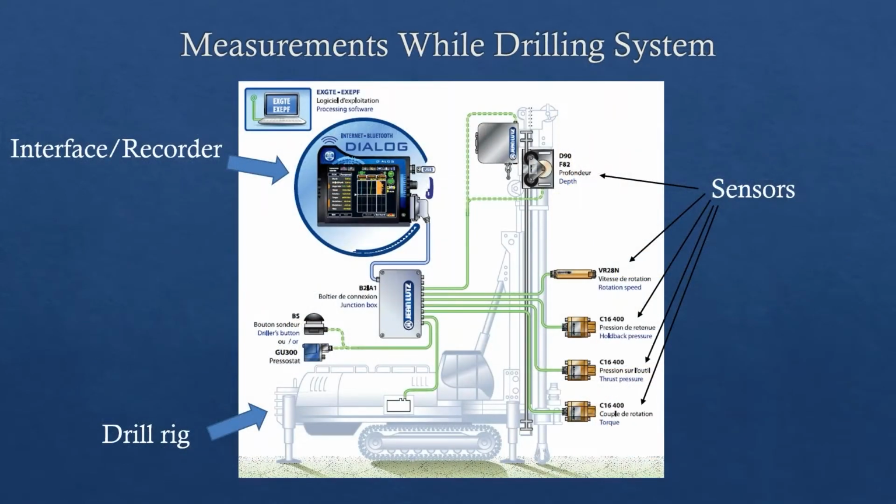So what you have in the system, essentially, you see the outline of the drill rig in there. You have an interface recorder, and it goes to a junction box. So this is the recorder. This is what the driller will be looking at. This is the junction box in here. And you have a number of sensors that you install on the drill rig.